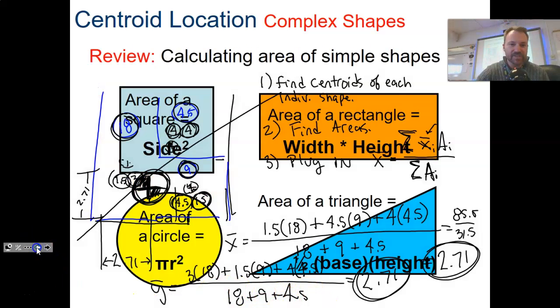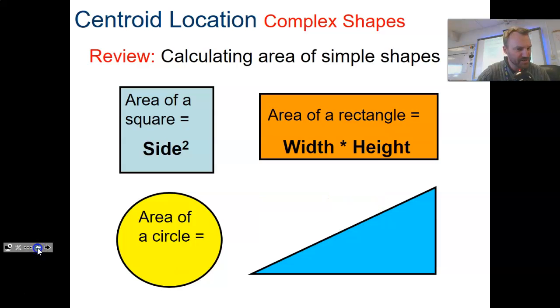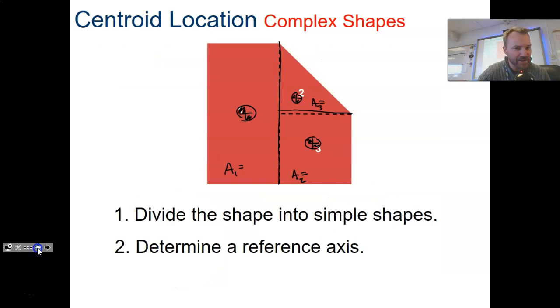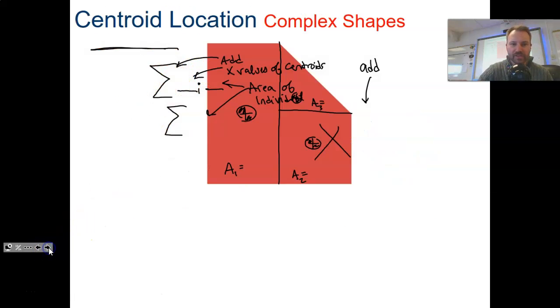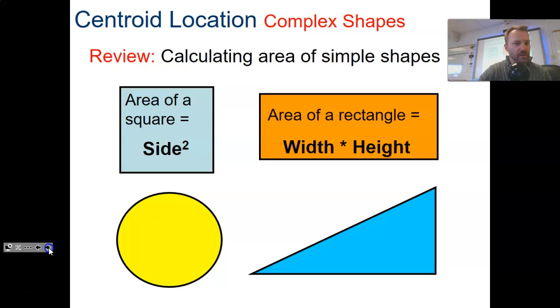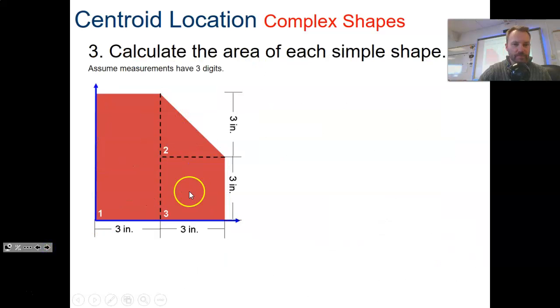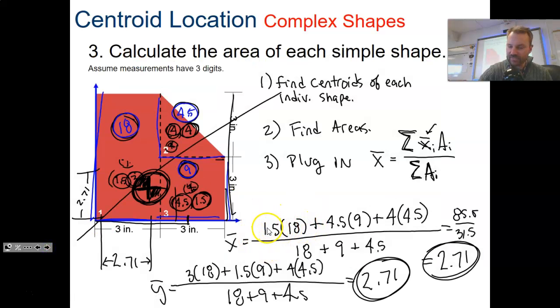Kind of a complicated equation, but not that bad when it comes to actually applying it. So again, you just find all the x values, find all the y values, and then the x value multiplied by the area, x value multiplied by the area, x value multiplied by the area, and then add up all of the areas. It ends up with a fraction, and there you go.